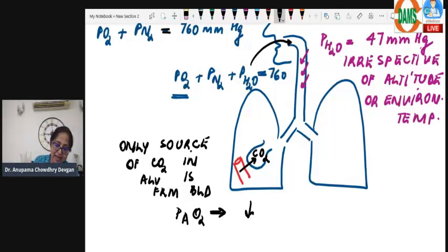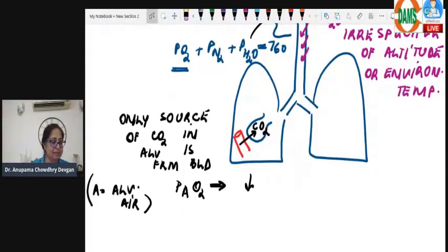Please remember, what is A? Capital A is alveolar air. Small a is arterial blood. Capital A is alveolar air. Is it clear up to here? Okay.